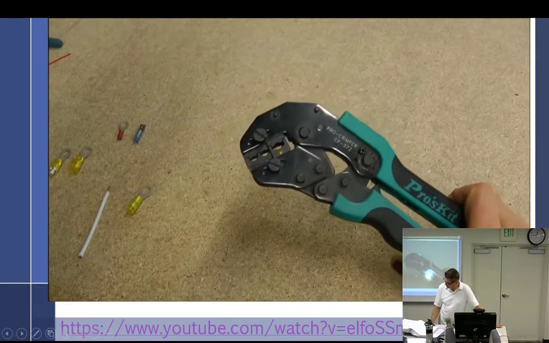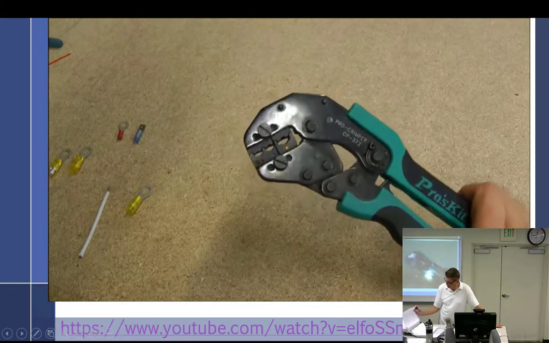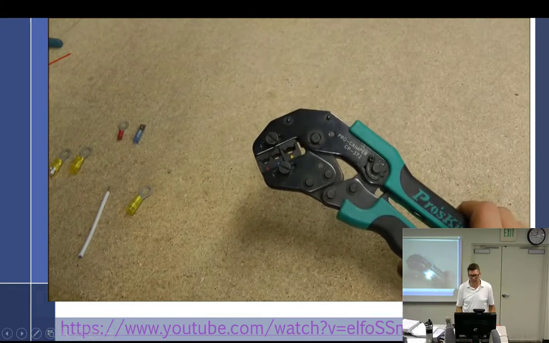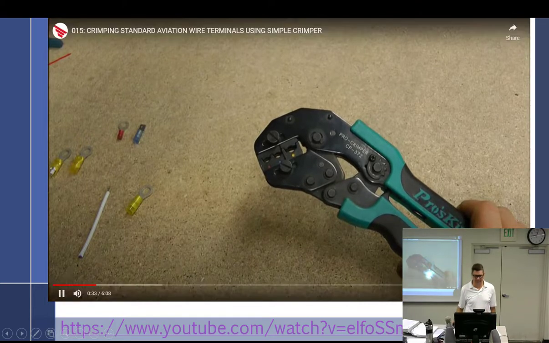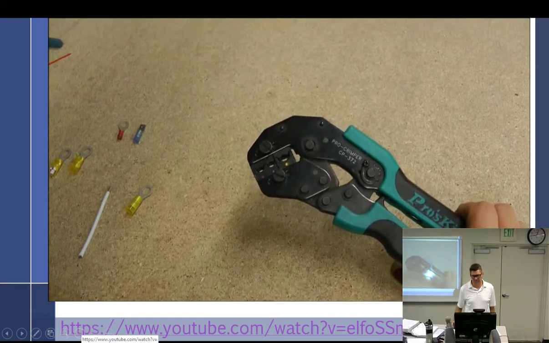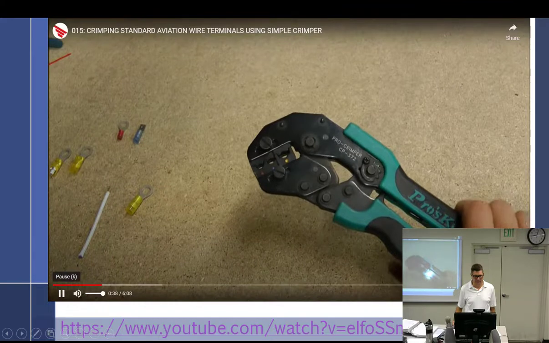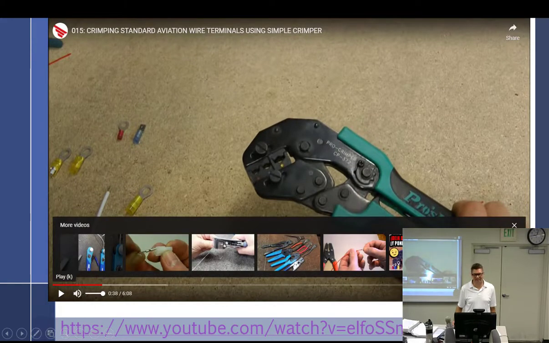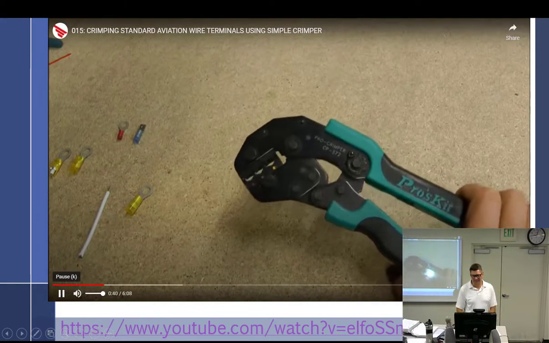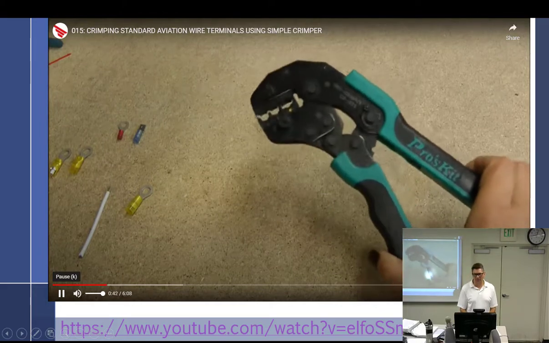This is the standard crimper that we have at Steiner, and so that's what I'm going to show you. There are different models available out there, but this is a sturdy, good quality crimper that we use daily and have good luck with.